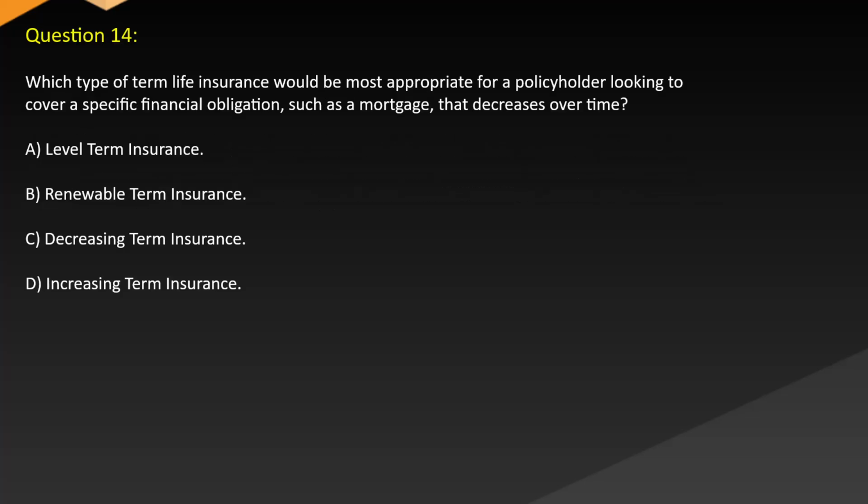Question 14. Which type of term life insurance would be most appropriate for a policyholder looking to cover a specific financial obligation, such as a mortgage that decreases over time? A. Level term insurance. B. Renewable term insurance. C. Decreasing term insurance. D. Increasing term insurance.